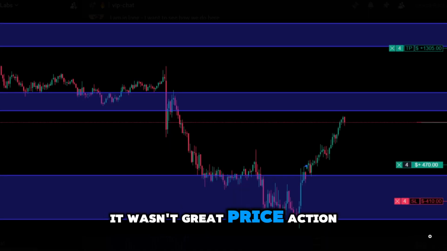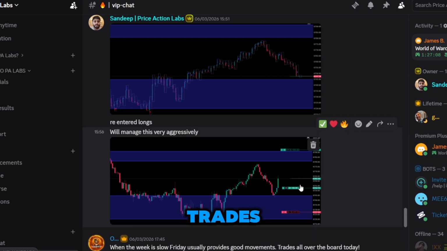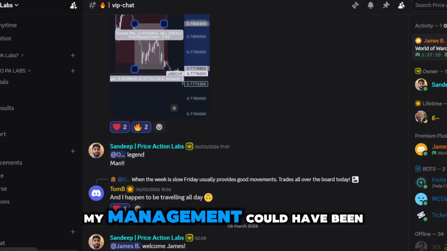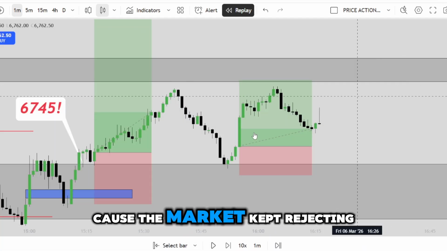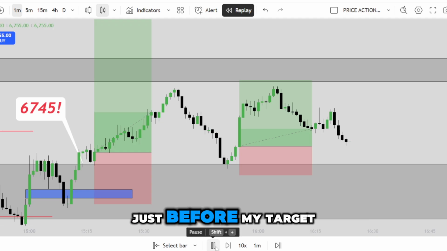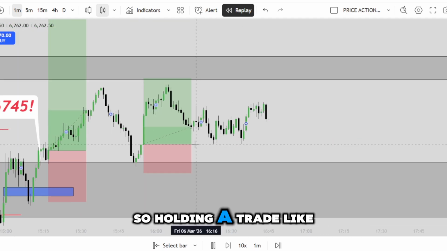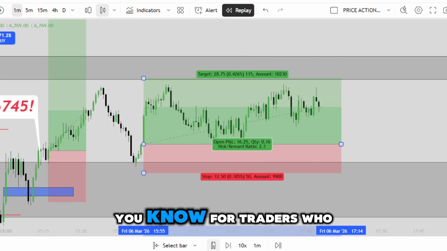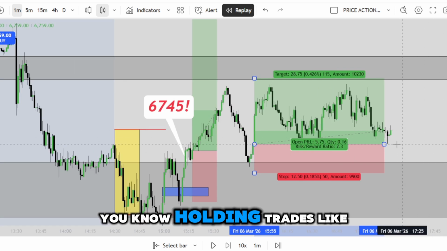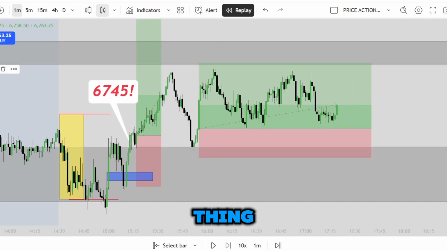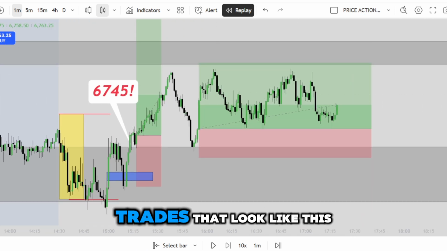It wasn't great price action overall. I was happy with the trades. My execution, my management could have been a little bit better, right? Because the market kept rejecting just before my target. So it's one of those things. Holding a trade like this, for traders who have tried to hold, holding trades like this is quite a difficult thing. Nobody wants to be in trades that look like this, right?